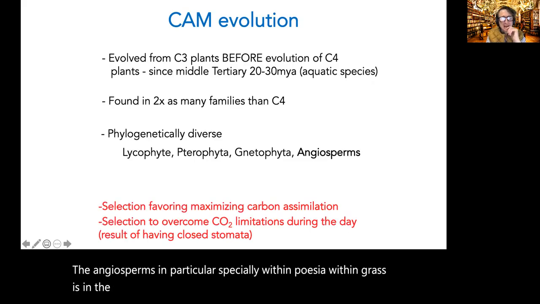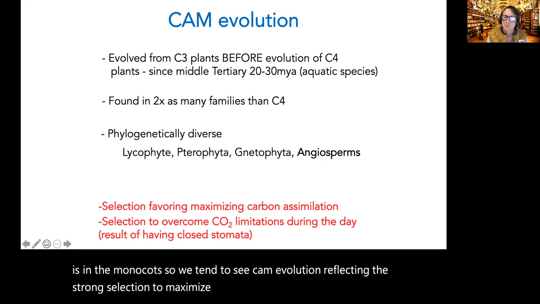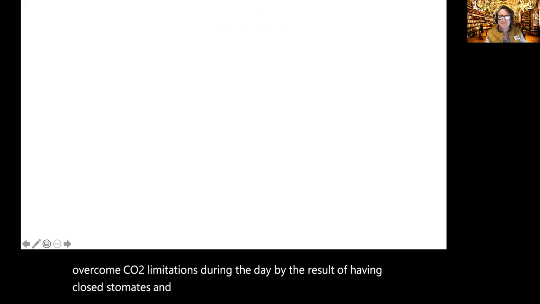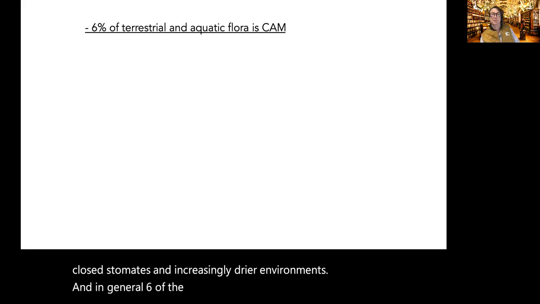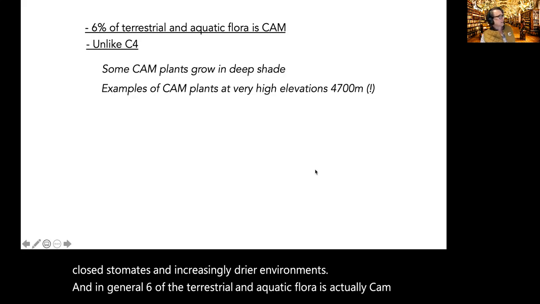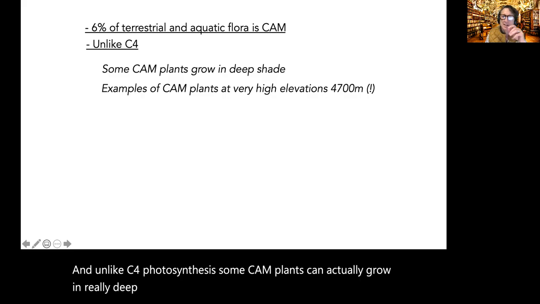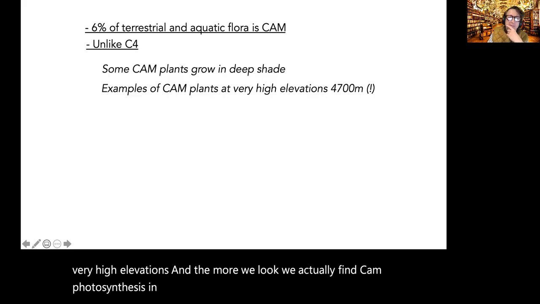So we tend to see CAM evolution reflecting strong selection to maximize carbon assimilation and selection to overcome CO2 limitations during the day. Okay, probably the result of having closed stomata in increasingly drier environments. And in general, 6% of the terrestrial and aquatic flora is actually CAM photosynthesis. And unlike C4 photosynthesis, some CAM plants can actually grow in really deep shade. And there are even CAM plants that grow at very high elevations. And the more we look, the more we find CAM photosynthesis in many different diverse environments.